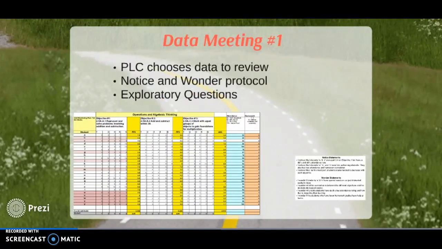A handful of things happen during data meeting 1. It begins by the PLC looking over the data and choosing one piece of macro data to review. Once that piece has been chosen, the team looks over the data and creates notice and wonder statements. Next, the team creates exploratory questions based on the data. To wrap up the meeting, the team decides on one exploratory question to focus on and discusses who will bring certain pieces of data that will help answer the question to the next data meeting.